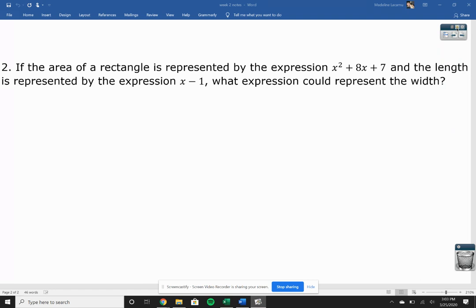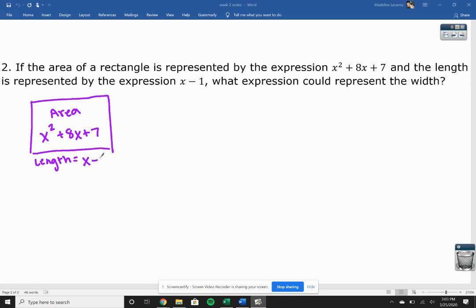All right, so if the area of a rectangle is represented by the expression x squared plus 8x plus 7, and the length is represented by x minus 1, what expression could represent the width? So we're going to have to do, let's draw a picture. So here's our rectangle, and we know the area is going to be x squared plus 8x plus 7. And our length is going to be x minus 1. The width we don't know yet.